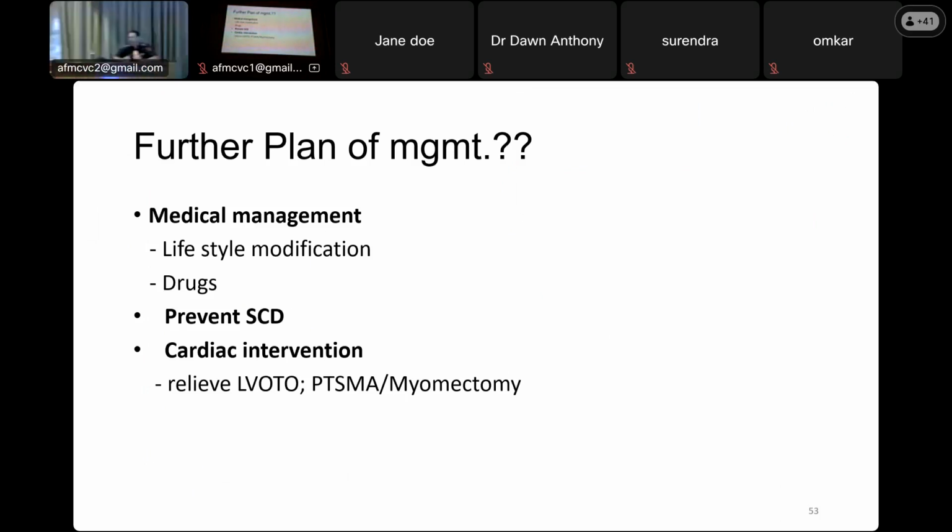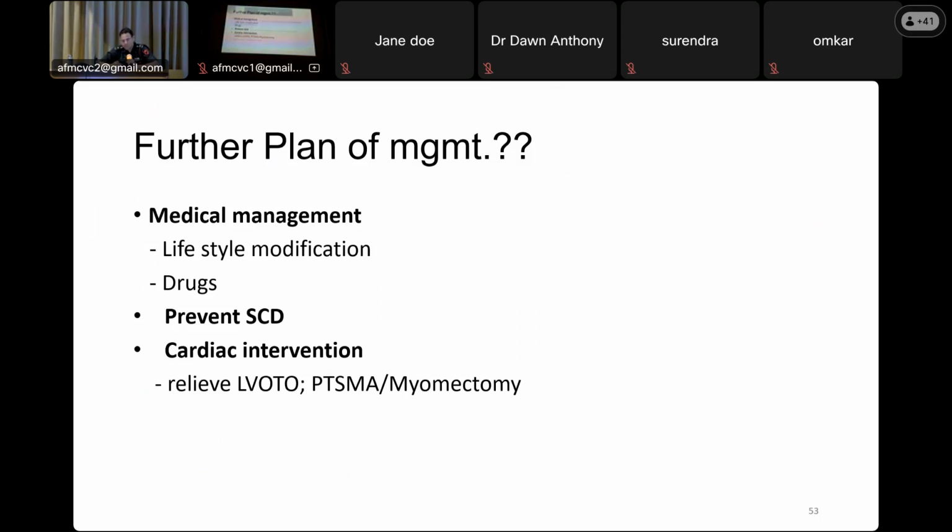To prevent the symptoms and prevent sudden cardiac death, as this is one of the common causes of sudden cardiac death. So one is lifestyle modification, where we tell them to avoid strenuous activities. They should avoid dehydration, and we should give drugs which lower the contractility and increase the afterload and preload. And for SCD, ICD implantation and cardiac intervention.